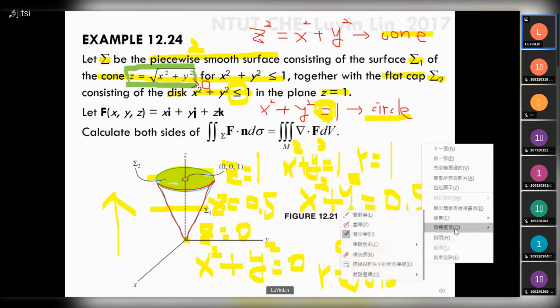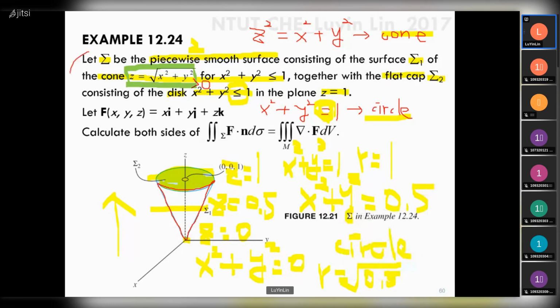So this part, right? These 3 lines tell you the condition of sigma. Then this is the condition of f. Very simple. It is a function of x, y, z. Then calculate both sides of the divergence theorem.